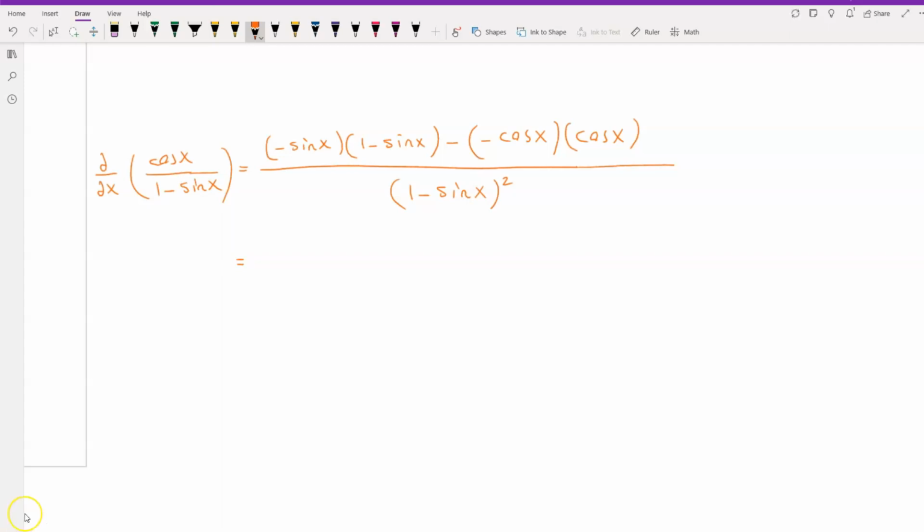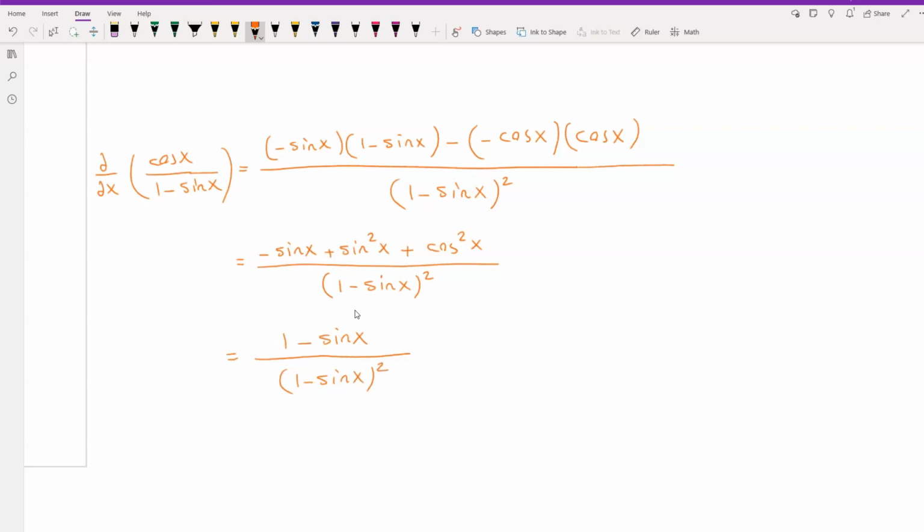And this is equal to, we have negative sine x times 1, then we have negative sine x times negative sine x, so that is positive sine squared. Then here we have negative times negative is positive, cosine times cosine is cosine squared, divided by (1 minus sine x) squared. So what we have here in the numerator is sine squared plus cosine squared, that is equal to 1. So our final answer is negative sine x plus 1, or 1 minus sine x, divided by (1 minus sine x) squared. So this is what we have for the derivative of cosine divided by 1 minus sine x with respect to x.